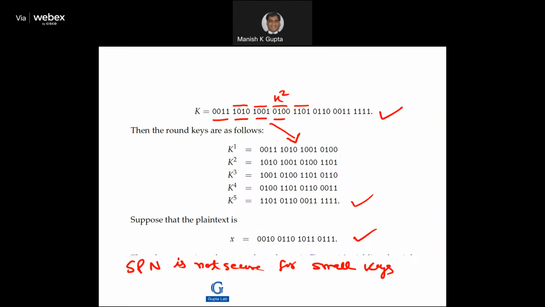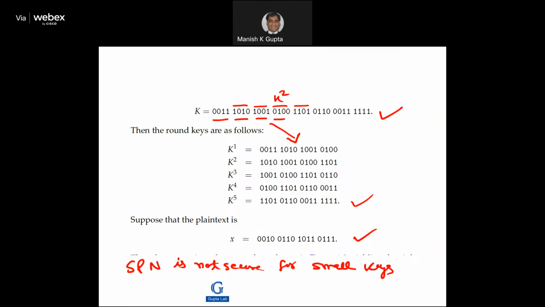And then finally, suppose this is a plain text. And remember, as I mentioned, this substitution permutation network is not secure for small keys. So essentially, how do you generate large keys? That is the crux of the problem. If you can generate large keys, you can safely say that the system is secure.